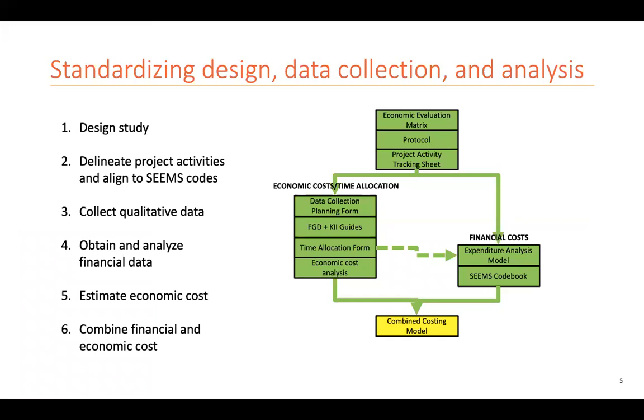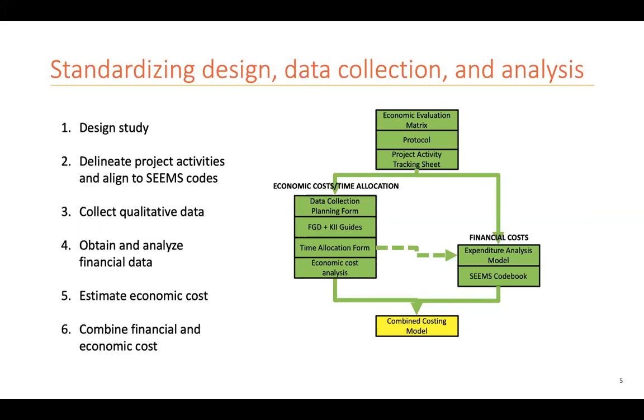In the second step, we identified all of the project activities and mapped them to SEAMS codes using the project activity tracking sheet. In the third step, we collect the qualitative data to help us estimate the economic costs. So we used data collection planning form, focus group discussion, and key informant guidelines to help us collect those data. At the same time, we also obtained the financial expenditure from BRAC, and we use the expenditure analysis model that SEAMS developed, that already incorporated SEAMS codebook, to analyze the financial data.